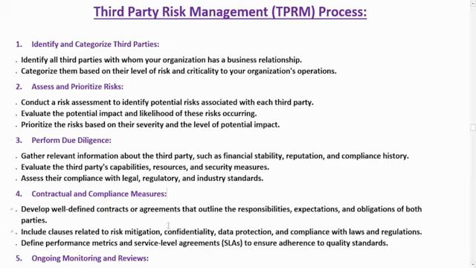The fourth step is contractual and compliance measures. In this step, companies develop well-defined contracts or agreements that outline the responsibilities, expectations, and obligations of both parties. This step also includes clauses related to risk mitigation, confidentiality, data protection, and compliance with laws and regulations. Companies also need to define performance metrics and service level agreements to ensure adherence to quality standards.